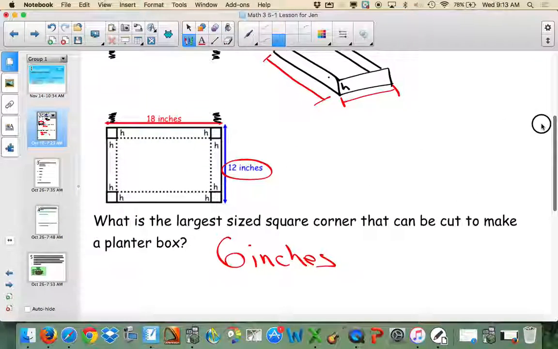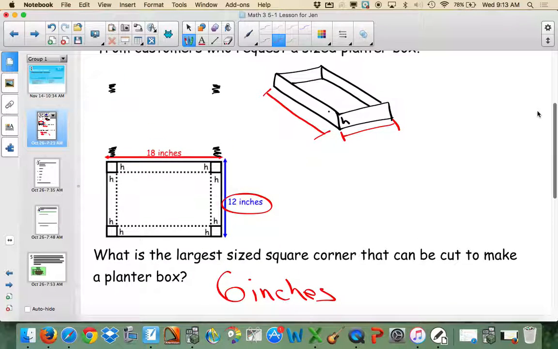All right, so when we come back up here and take a look at that, how wide is this side going to be? Well, if I had 18 inches all the way across, and I'm going to cut this part off of it and this part off of it, each one of those is h wide, so I'm going to be left with 18 minus 2h.